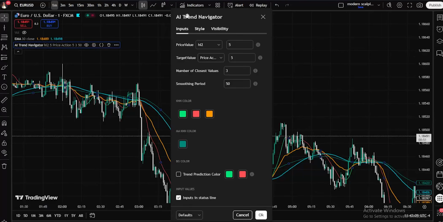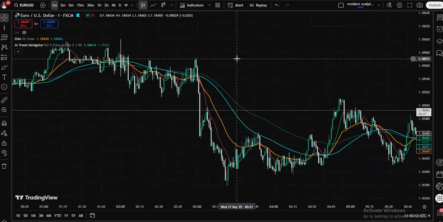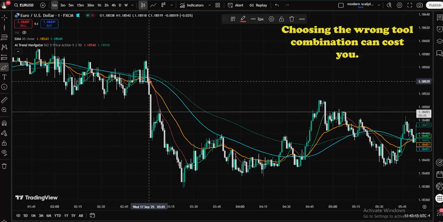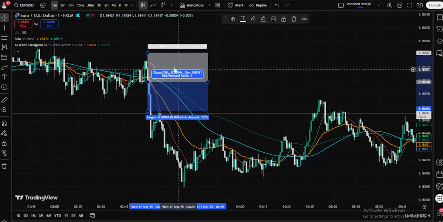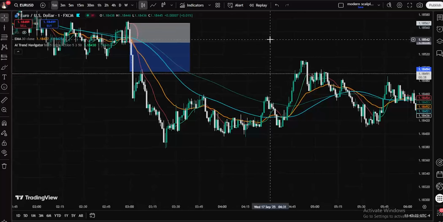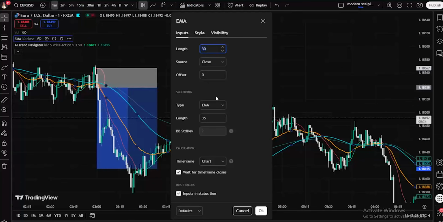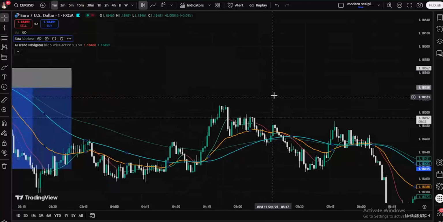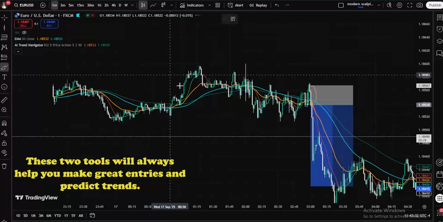In any successful strategy, the tools you choose are like a carpenter's hammer and wrench. If you choose the wrong tool, even the best trader in the world cannot make a profit. In this strategy, we use a combination of two very simple but powerful tools, EMA 30 and EMA 35, and a smart tool called AI Trend Navigator.